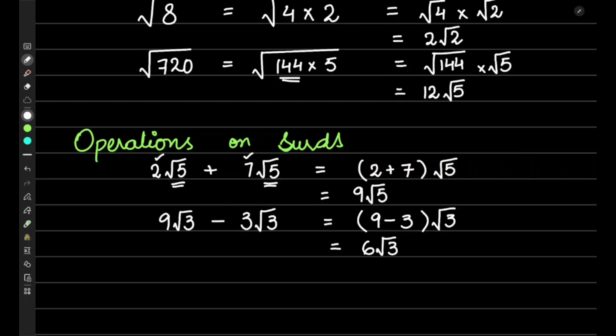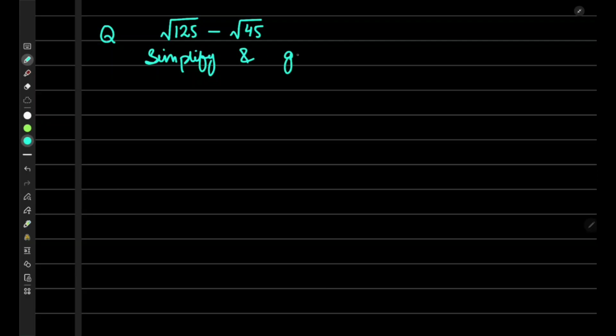Okay, now let's take an example. How can you simplify and apply these addition and subtraction operations on surds? Let's do this with the help of an example. A question says: root 125 minus root 45. Simplify this and give your answer in a root 5 form.